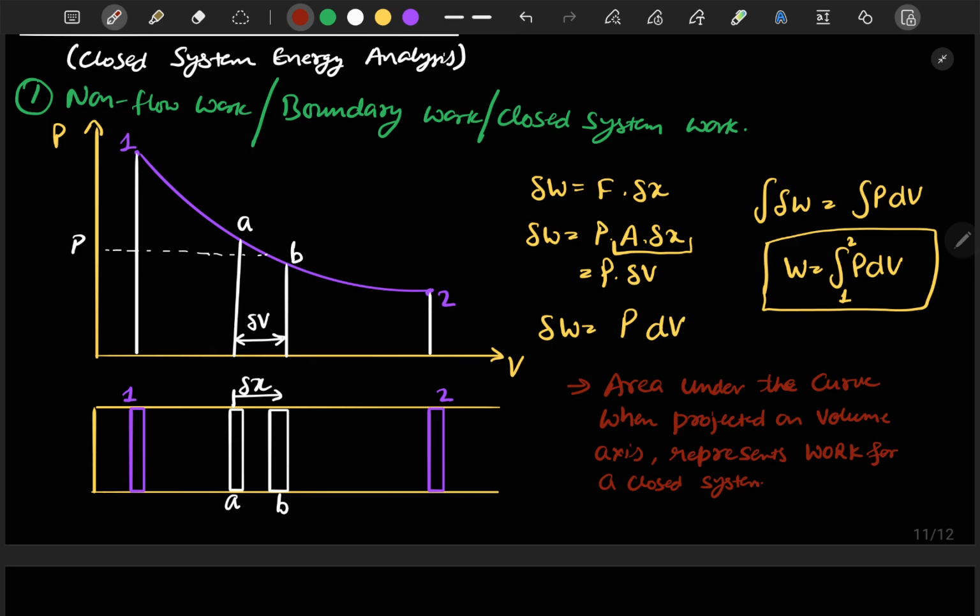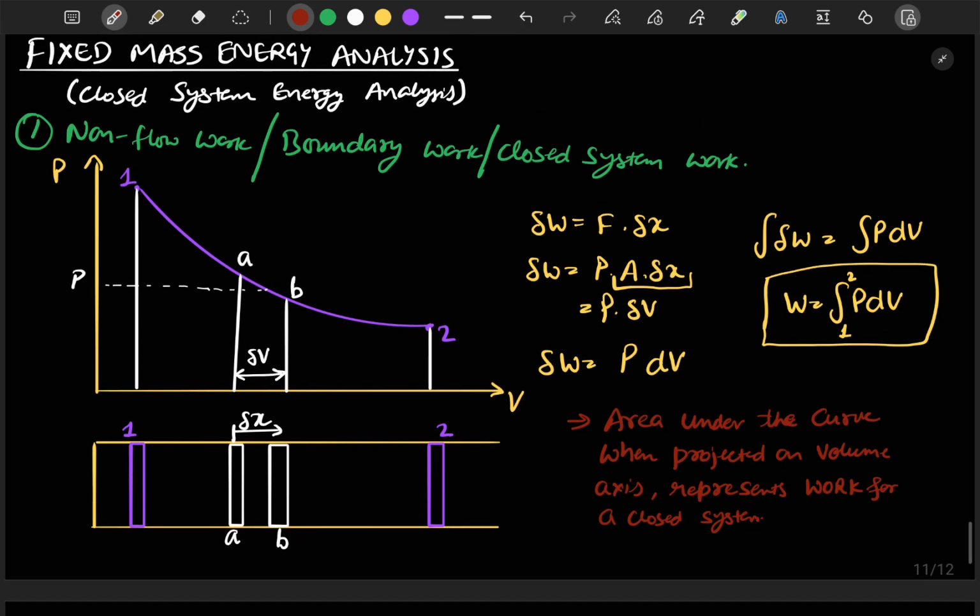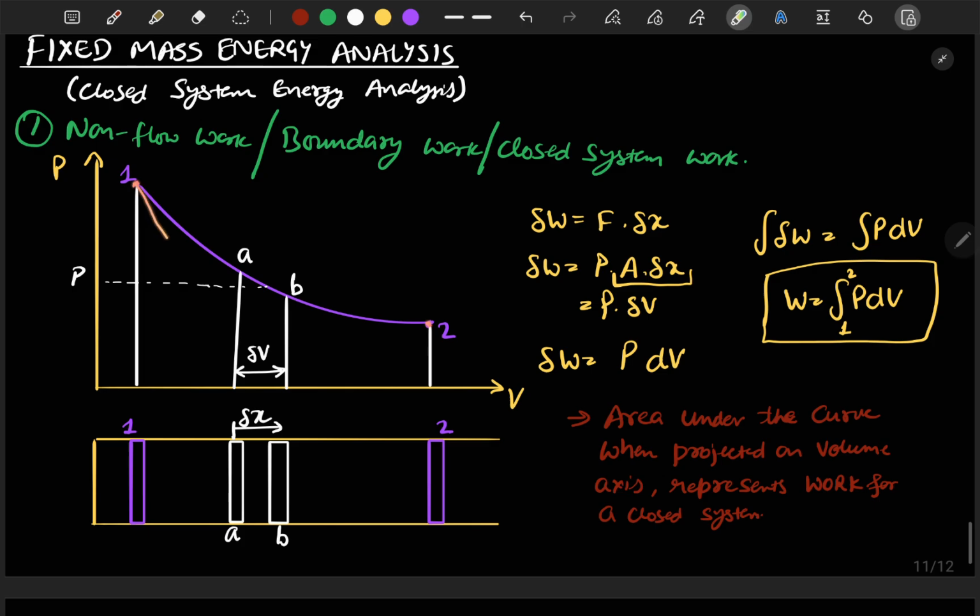Okay, so the area under the curve when projected on the volume axis represents work for a closed system. We can see from here that even if we keep the initial and final positions the same, for different processes we will obtain different paths.